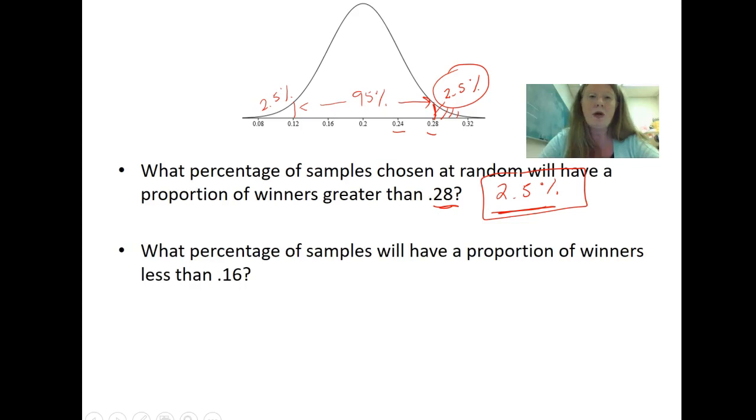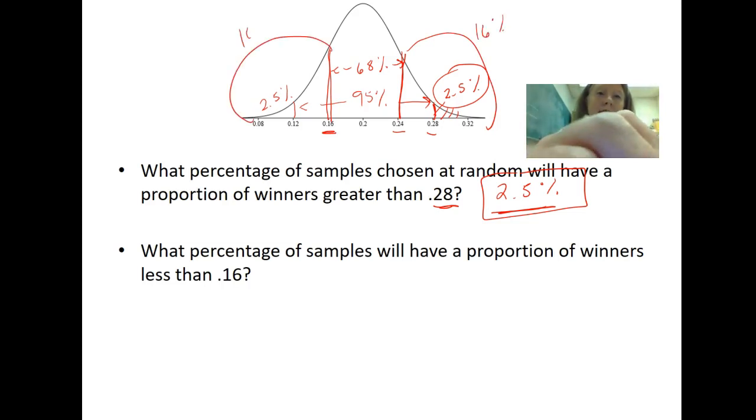Similarly, let's think about this next problem. What percentage of samples will have a proportion of winners less than 0.16? 0.16 falls 1 standard deviation below the mean. The empirical rule tells us that if we go out 1 standard deviation, we have 68% of our data. That means we'd have 32% left over. Since 100 minus 68 equals 32, half of that 32% will be here. So this will be 16%. The other half will be here, 16%. So the answer here is 16%.